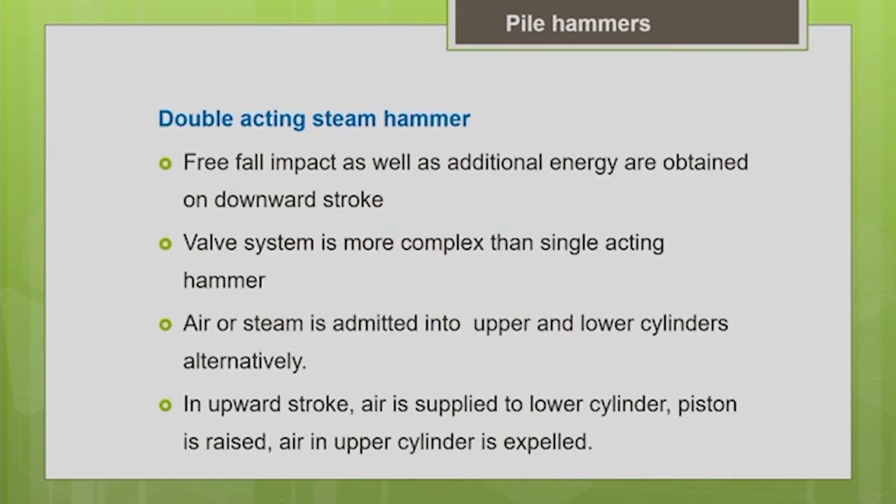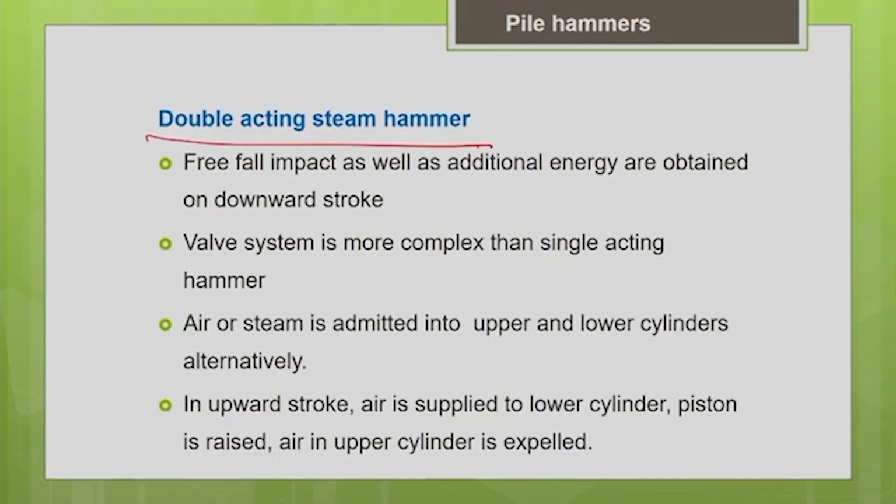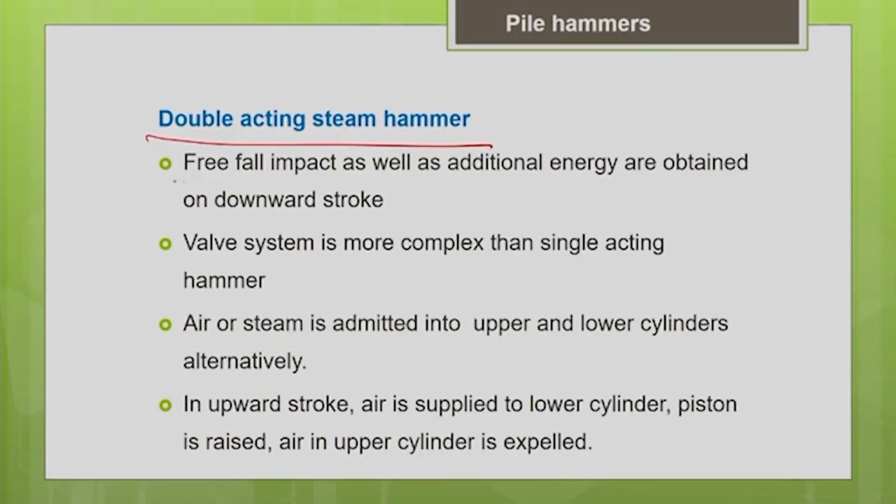So we have discussed the single acting hammer. Now let us move on to the double acting steam hammer. As the name indicates, double acting. So you are going to use the steam energy for both the upward stroke as well as the downward stroke. That means you are going to use the steam energy for rising of the hammer as well as for the falling of the hammer. So the free fall impact as well as the additional energy are obtained on the downward stroke.